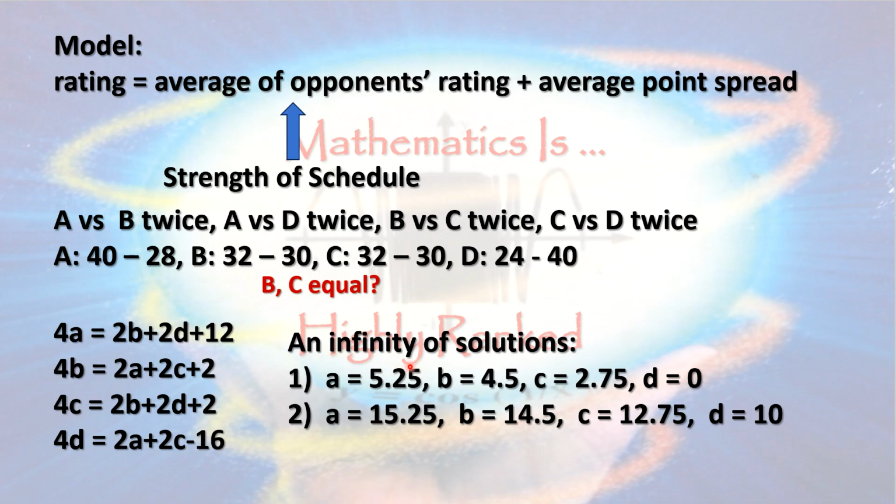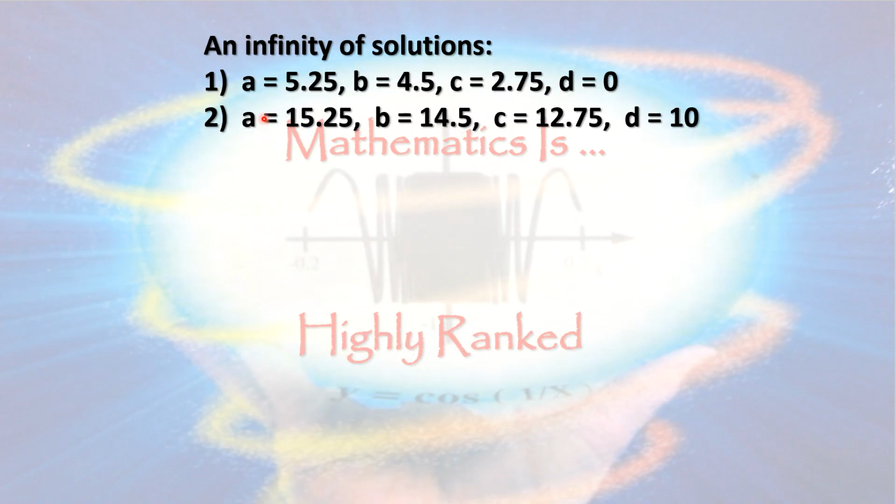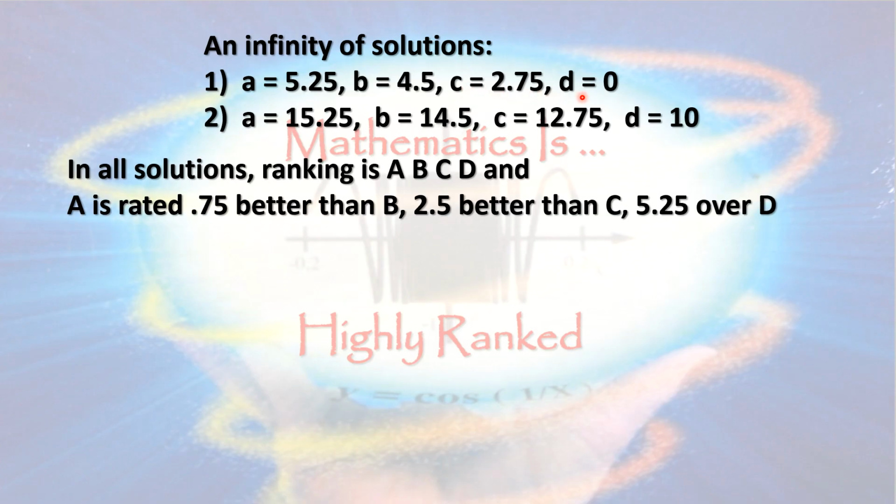Which rating do we want? As it turns out, one solution is A equals 5.25, B equals 4.5, C equals 2.75, D equals 0. Here's another solution. Do you notice any pattern here? That second set of solutions is the same as the first, except each rating is 10 larger. Crucially, adding 10 to all numbers doesn't change the ranking, A, B, C, D, regardless, or the difference between teams. A is 0.75 better than B, 2.5 better than C, 5.25 better than D. All solutions are equivalent for our purposes, so just pick one, such as 5.25, 4.5, 2.75, 0.